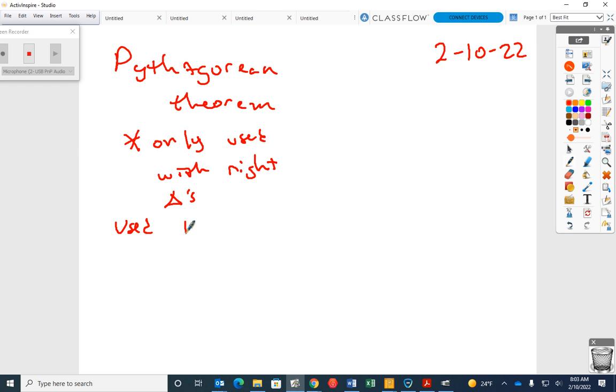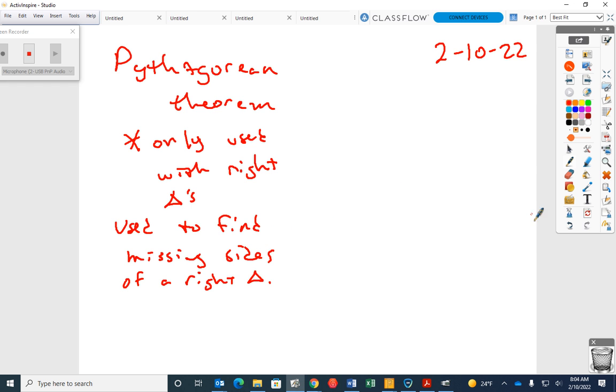Used to find missing sides of a right triangle. Okay. All right, so let's start with, does everybody have that written down? Okay. Let's start with what the Pythagorean theorem is. But before we get to that, let's look at some of the parts of a right triangle.